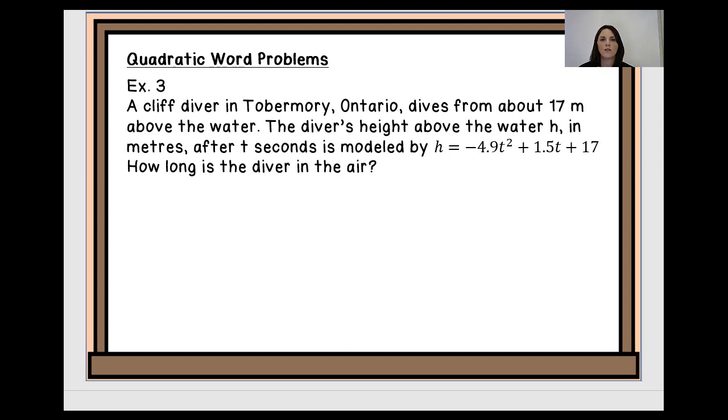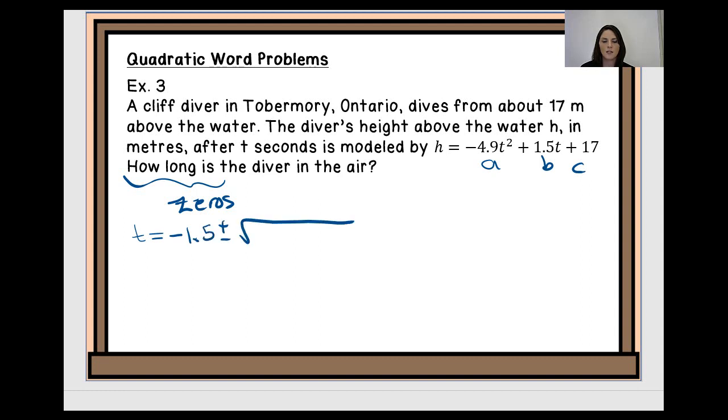So we're looking for the zeros again here. How long is the diver in the air? We're going to be using our quadratic formula. So t is equal to negative 1.5 plus or minus the square root of 1.5 squared minus 4 times negative 4.9 times 17, all over 2 times negative 4.9.